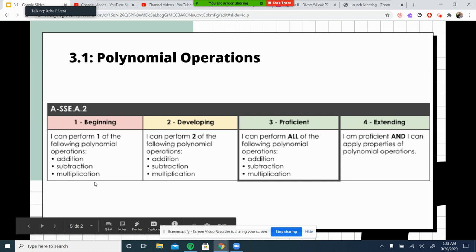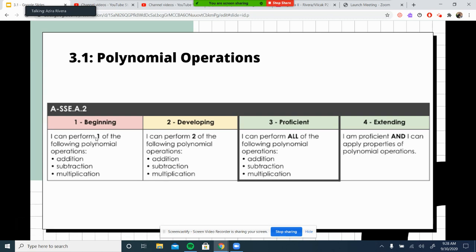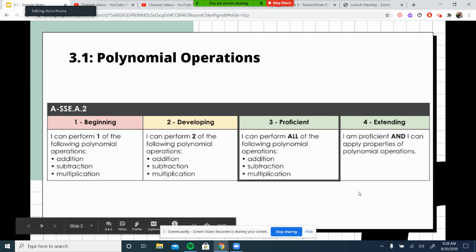This is the rubric. If you're able to only add, then you would have gotten a 1. If you're able to add and subtract, you would have gotten a 2, right? I can perform 2. And then in order to get a 3, which is as far as we're going to go today, you can add, subtract, and multiply polynomials. In order to get a 4, it was like an applied area or perimeter problem.